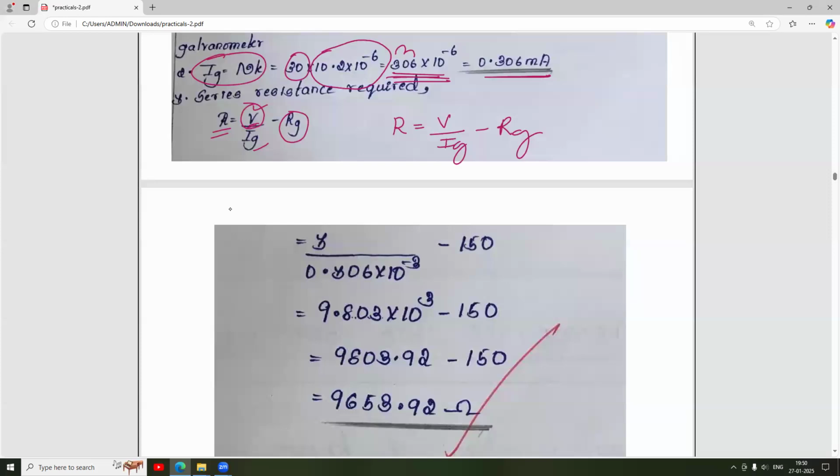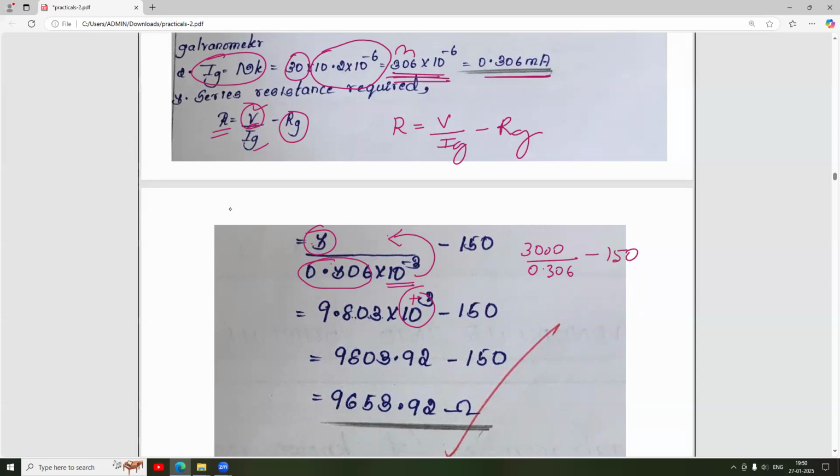Here, one thing you have to keep in mind, there is no 10 to the power here, but there is a 10 to the power, 0.306 into 10 to the power minus 3. When this 10 to the power minus 3 comes to the numerator, it becomes 10 to the power plus 3. That means 1000. 1000 into 3, that is 3000 by 0.306. That's what you have to do, minus 150.